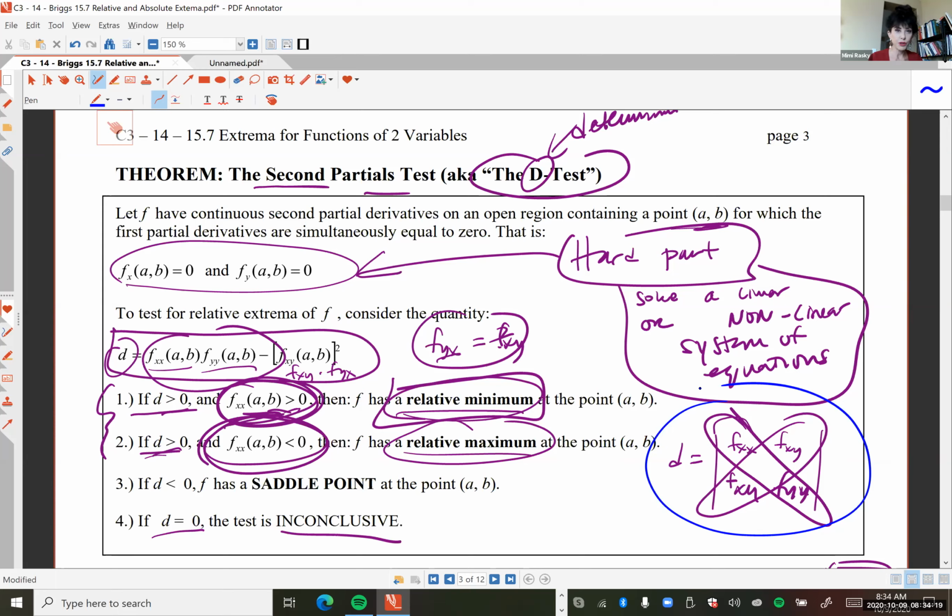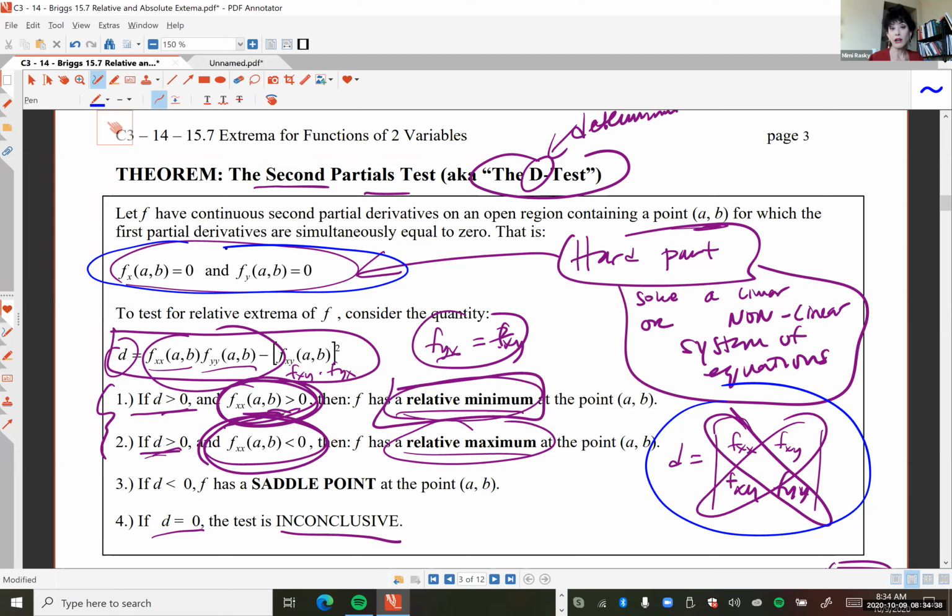Okay, so the idea is first you got to get the critical points before you can even do the D test. So how do you get that? You find your first partials and you simultaneously set them equal to 0. And this is the hardest part, because this is where you have to solve either linear or nonlinear systems of equations.